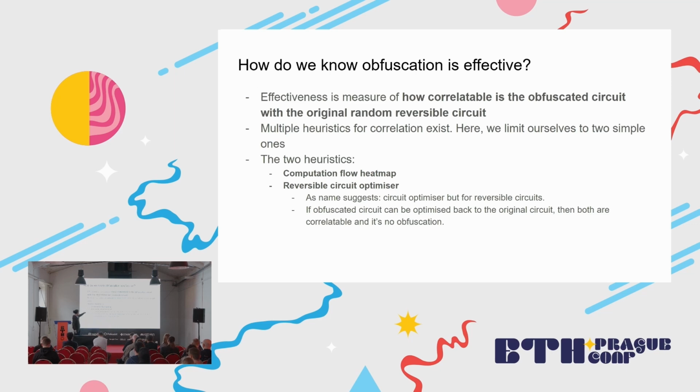The second one is somewhat simple: a reversible circuit optimizer. You can think of it as an analog of a Boolean circuit optimizer. We have Boolean circuit optimizers in the world. Think of it as a reversible circuit optimizer, where you're trying to optimize the reversible circuit. And if you're able to optimize the reversible circuit back to the original circuit, then obviously obfuscation doesn't work. So we've got these two things. I'll tell you what computational flow heat map is.